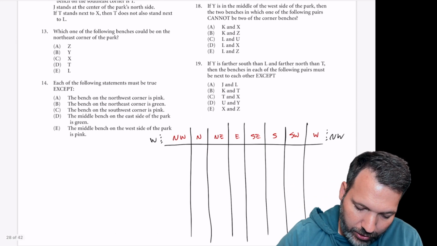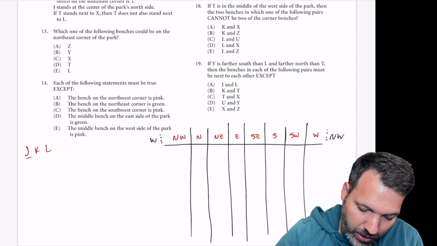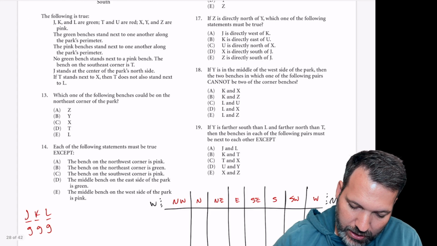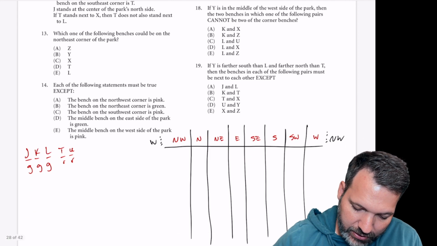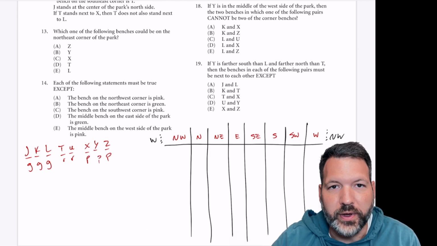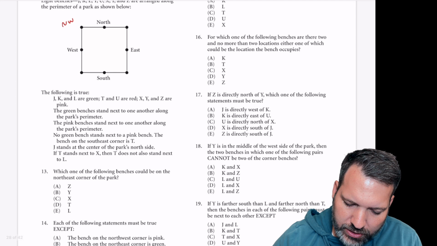Jumping into the clues, we also get that these elements are essentially two-dimensional. J, K, L are green. T and U are red. X, Y, and Z are pink. You know, the 3 fundamental colors. The green benches stand next to one another along the park's perimeter.